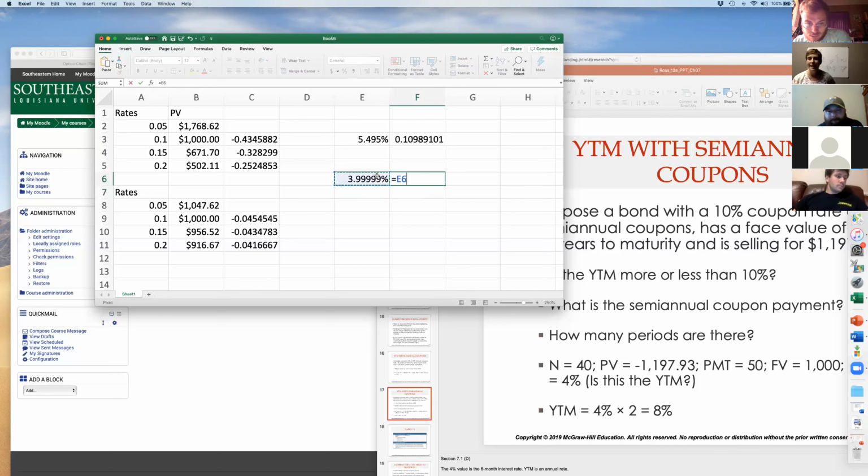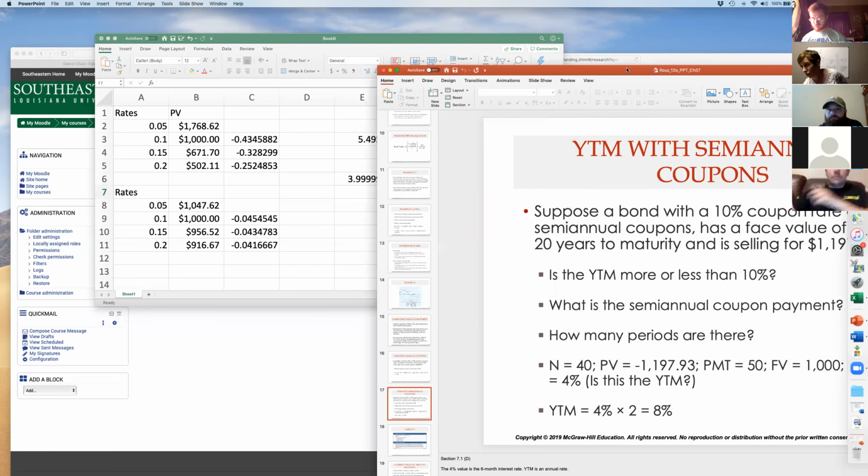So to get my APR, I have to multiply it by 2. So in other words, now, since we're looking at a premium bond, we know that market interest rate, that yield to maturity must be lower than 10%. And we get right at 8%, which is a good indication that we got it right. Any questions? Good? Okay. All right.